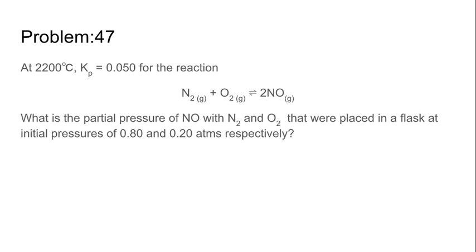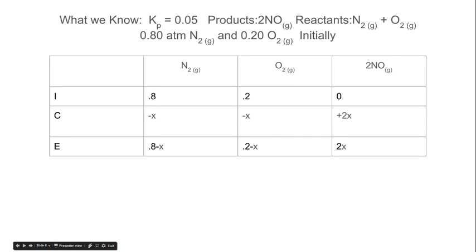Problem 47 in the textbook: at 2,200 degrees Celsius, the equilibrium constant for pressure is equal to 0.05 for the reaction. What is the partial pressure of NO with N2 and O2 that were placed in a flask at the initial pressures of 0.8 and 0.2 atm respectively? So we know that the equilibrium constant for pressure is equal to 0.05 and the product is 2NO gas. Reactants are N2 and O2. And we initially have 0.8 atm of N2 and 0.2 atm of O2.